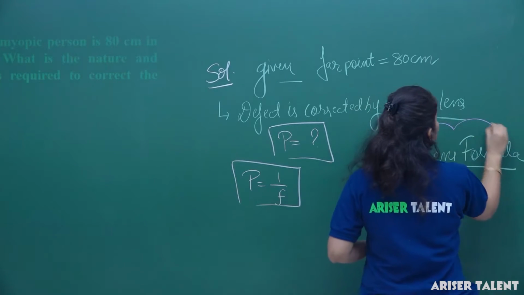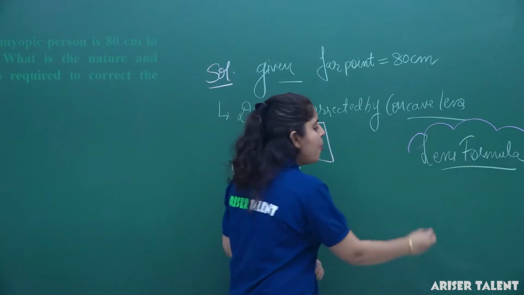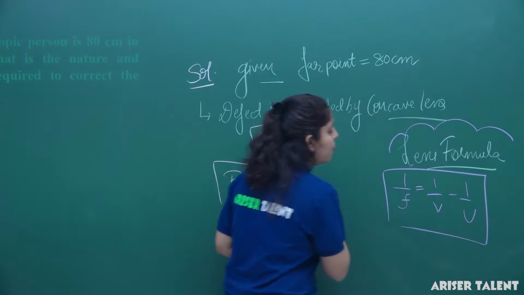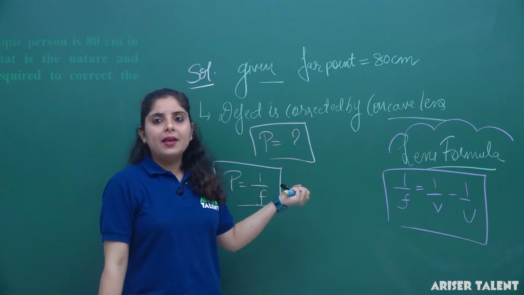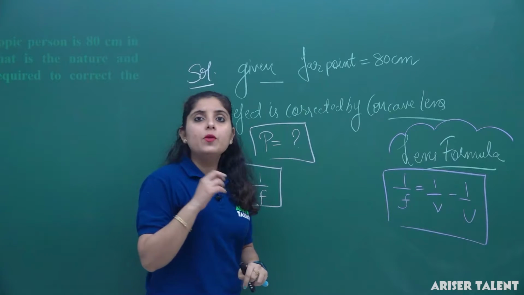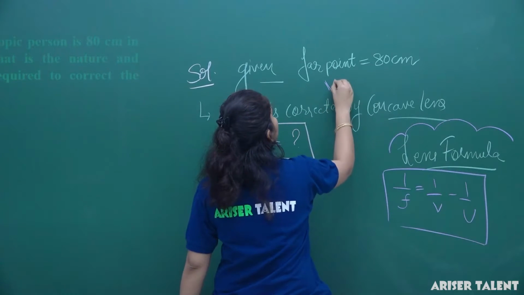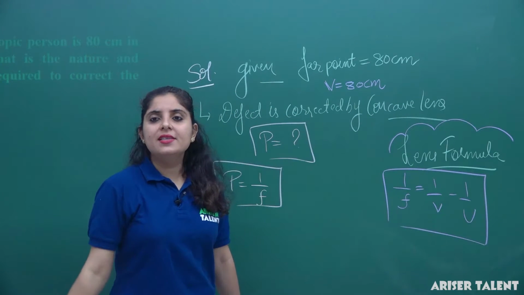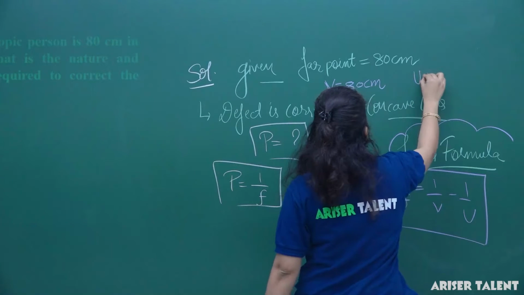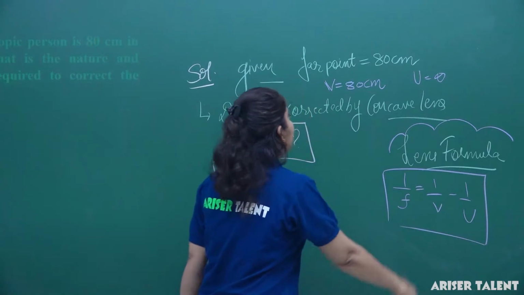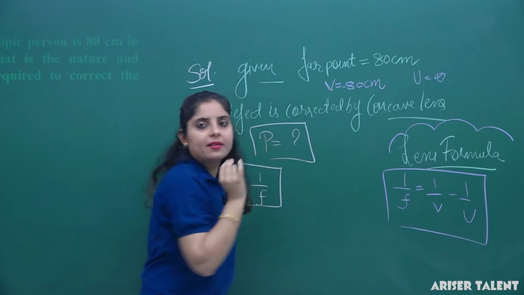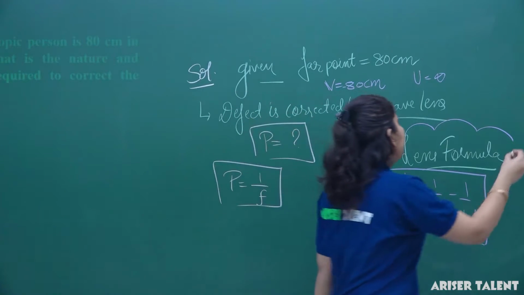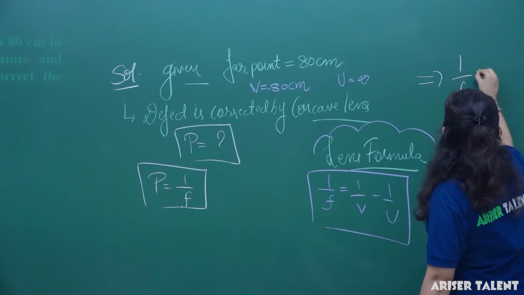Okay. Now what is the lens formula? The lens formula is 1 upon f will be equal to 1 upon v minus 1 upon u. So this is the lens formula we have. Now for the myopic eye, the far point is 80 centimeters. So what you are given in this case? You are given that v equal to 80 centimeter. Okay. And what is the u in this case? The u in this case will be infinity here. And for this v, we have to take the negative sign in this case. Okay. Now when I am going to substitute these values in this lens formula, what I will get here? I will get 1 upon f equal to 1 upon v.